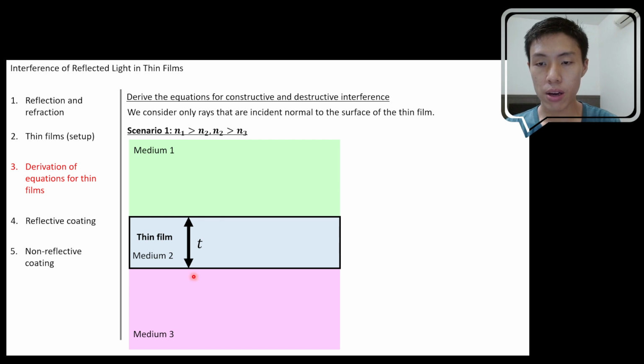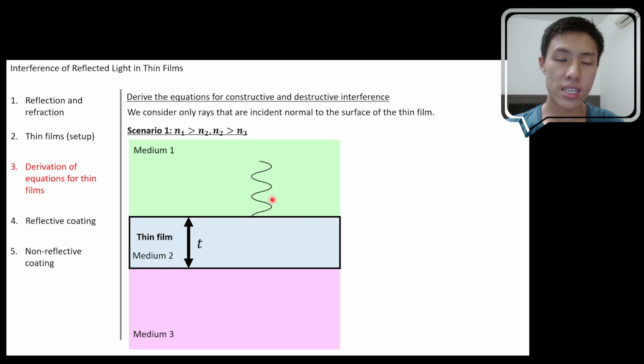So here we have our thin film with a thickness of small t, and we have light rays being incident onto the boundary between medium 1 and medium 2. So essentially, you have light being incident on the upper surface of the thin film. Here, you need to think about whether there's a phase change happening to the light rays, to the light waves, or not.